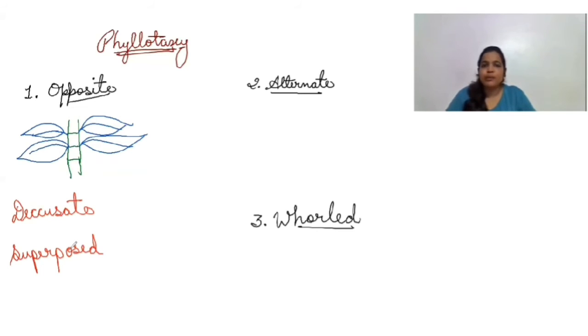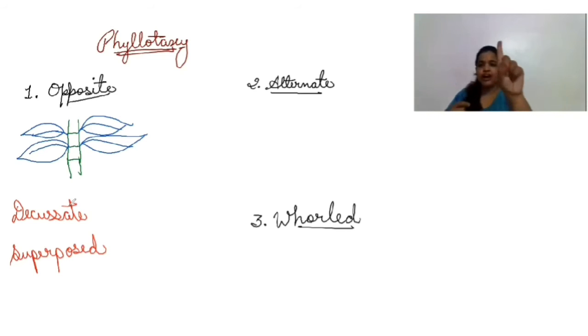So guys, the superposed term itself will tell what the arrangement of leaves is. We just have to remember about the decussate arrangement. So let's first discuss the decussate. Decussate has a double S actually. So what happens in the case of decussate?